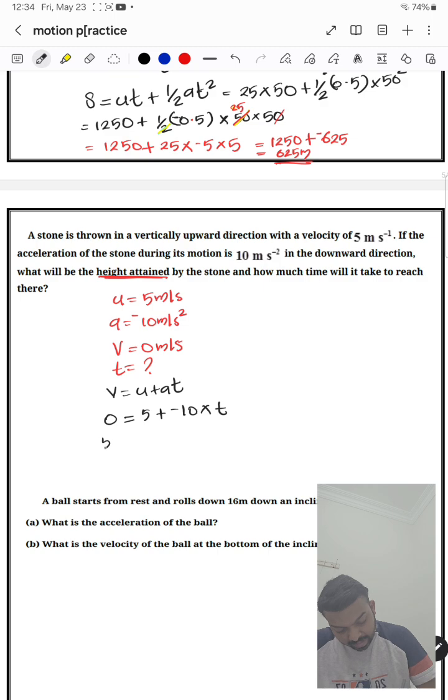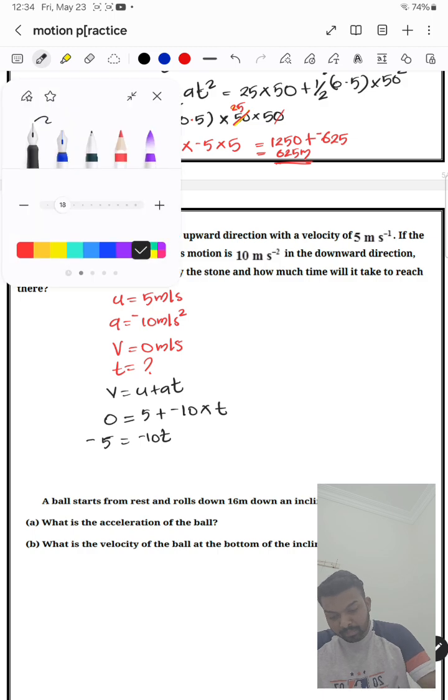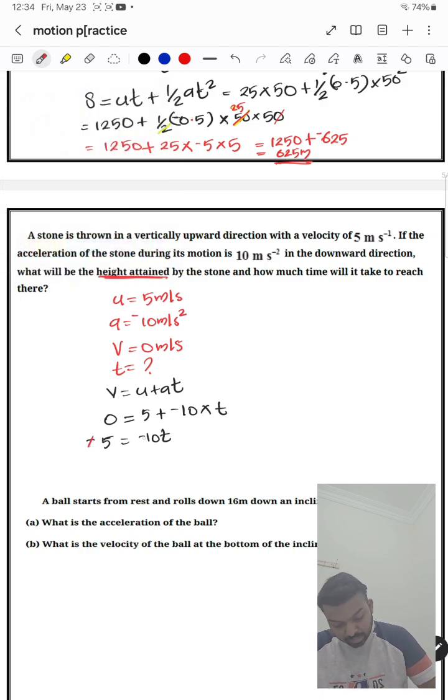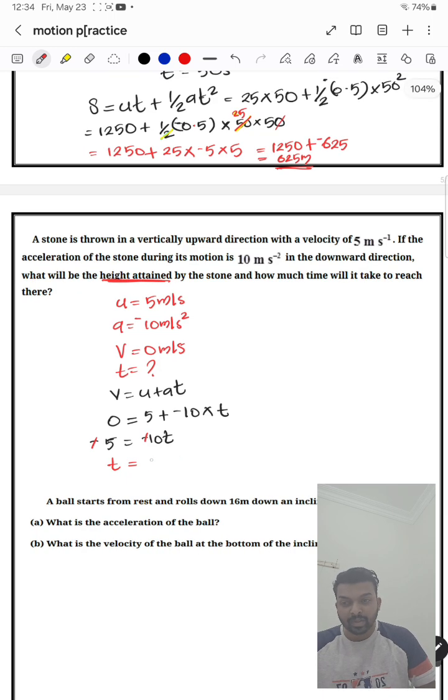So we can write 0 is equal to 5 minus 10T, so minus 5 is equal to minus 10T. The minus and minus can be cancelled. So T is equal to what? You can say T is equal to 5 by 10.